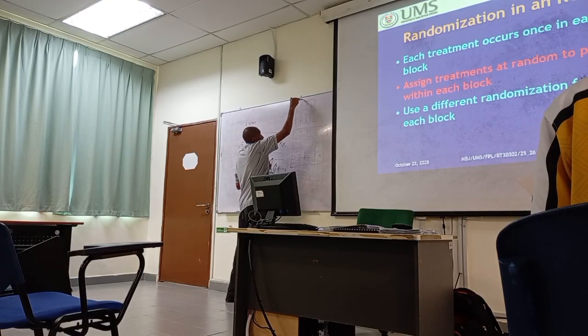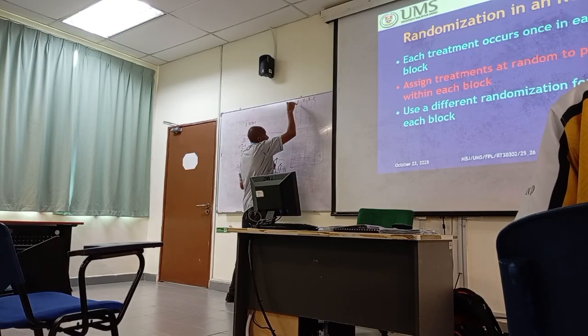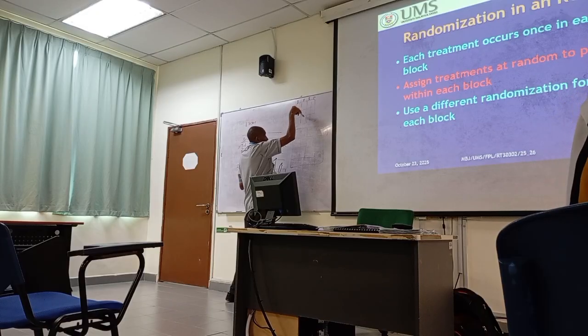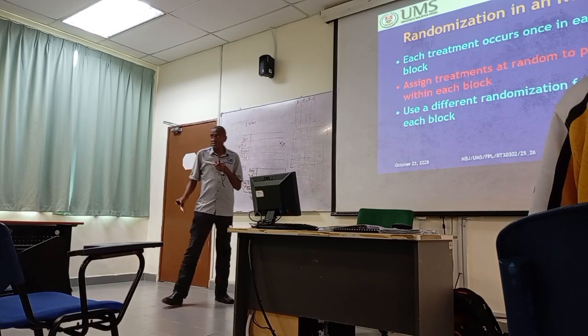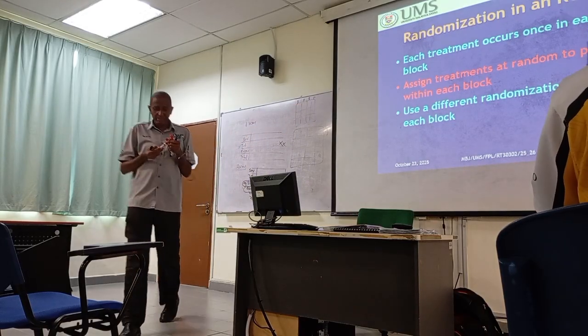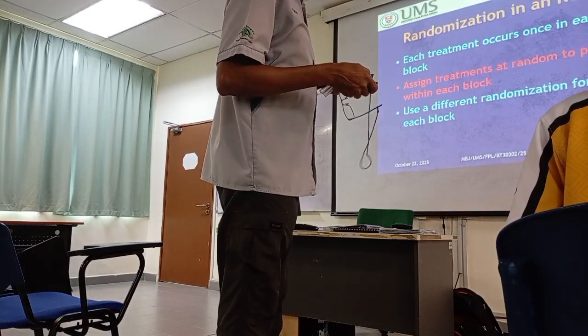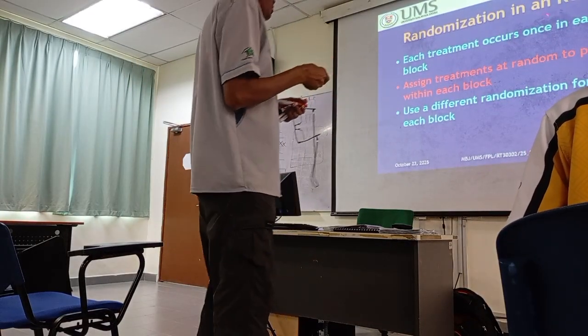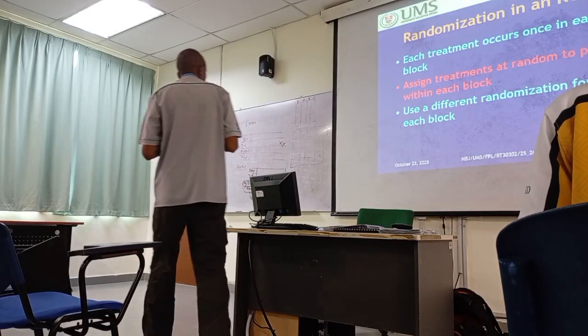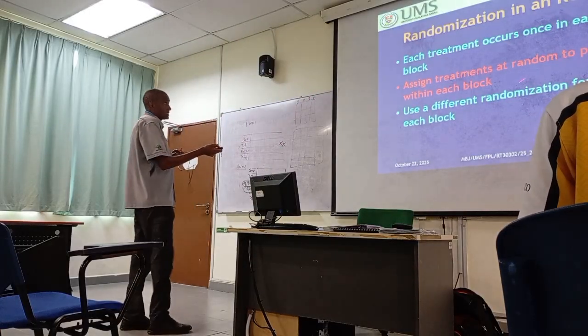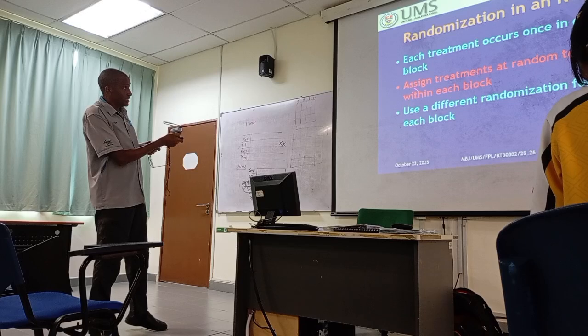Maybe block 1, block 2, block 3, block 4. And then within here randomize, within there randomize, within there randomize. So randomization should happen within the block. Okay? Make sure each treatment occurs once in each block. Assign the treatments at random to plots within the block. Yeah?